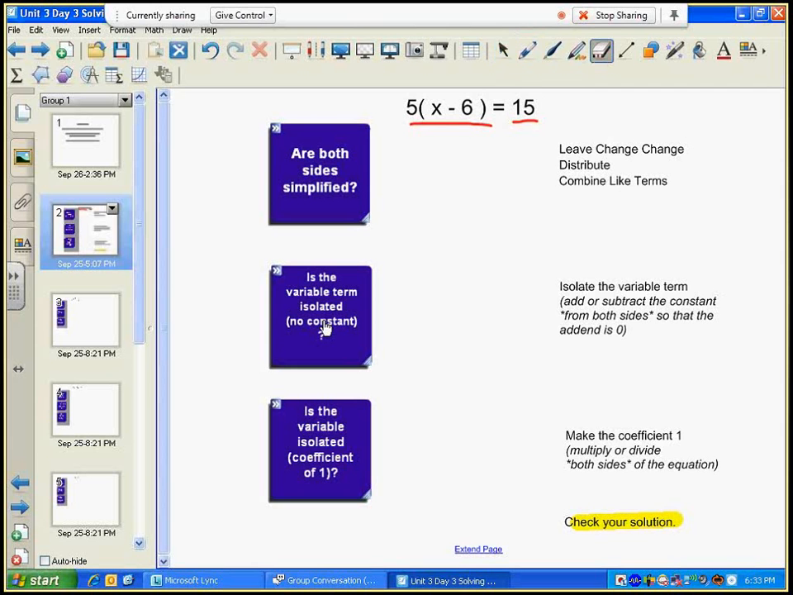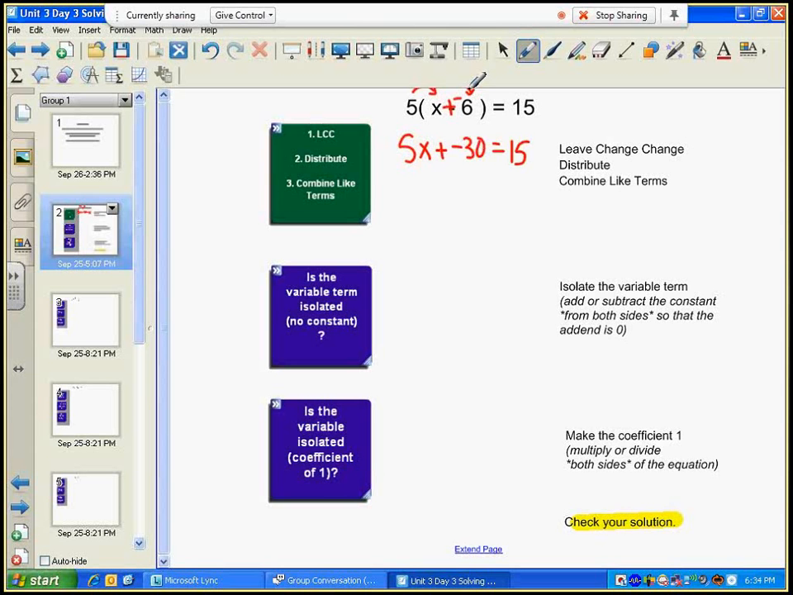Yes, there are. Looks like I've got to distribute that 5. Now on the right side, 15 is already simplified. So what do I do if they're not simplified? I'm going to first leave change. I'm going to do my distributing, and then I'm going to combine my like terms. So let's distribute that 5. I'm going to end up with 5x plus negative 30 equals 15.